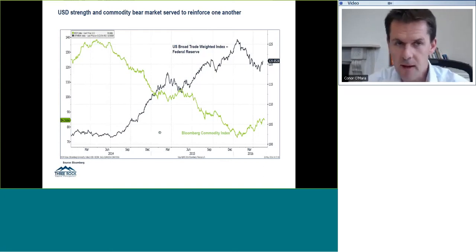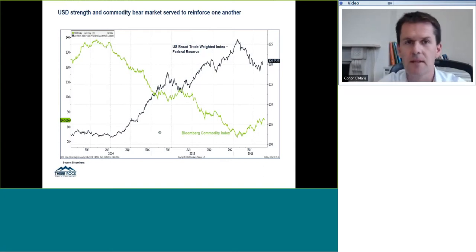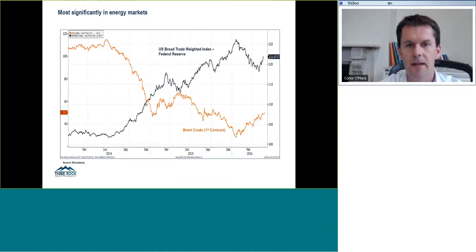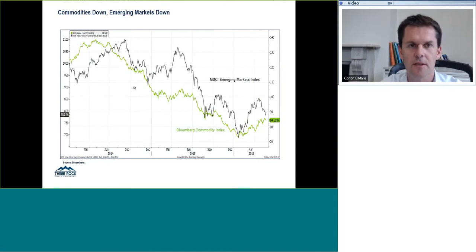Firstly, a commodity bear market, the roots of which were not related to dollar strength, was in full flow, really from late 2014 when energy started to come off, and dollar strength and the commodity bear market served to reinforce one another. You can see there the strong inverse correlation. And most significantly in energy markets, and the direct effect that this had on emerging markets and commodity producers. So commodities down, emerging markets down. Substantial and abrupt deterioration in the terms of trade for commodity exporters, commodity producers.